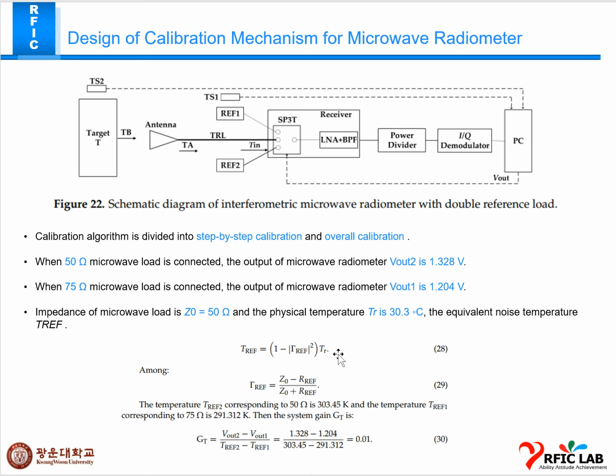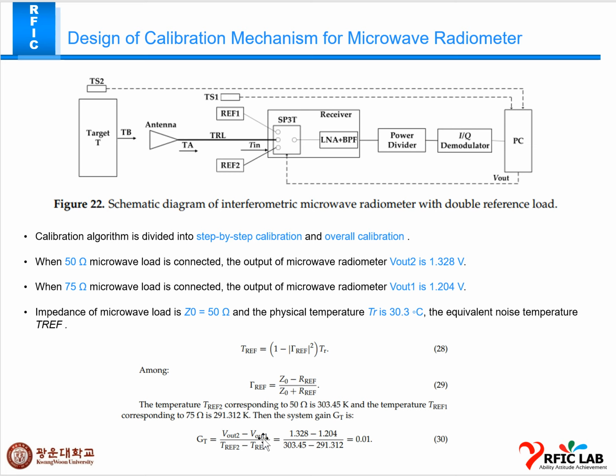And this was 330.5, that is the temperature reference 1 value. And when the current value is 75, it has 329.31 K, and this is the temperature reference 1 value.